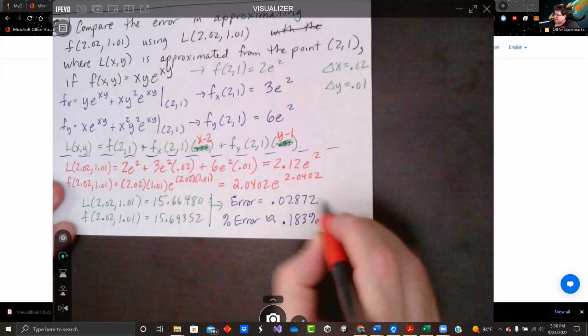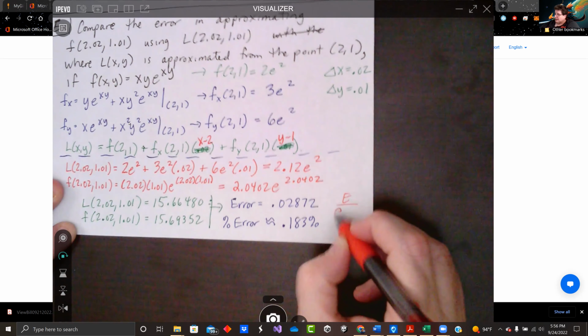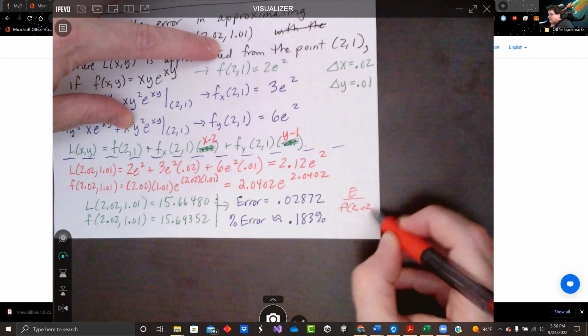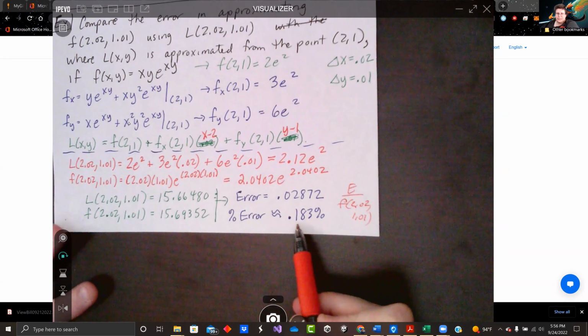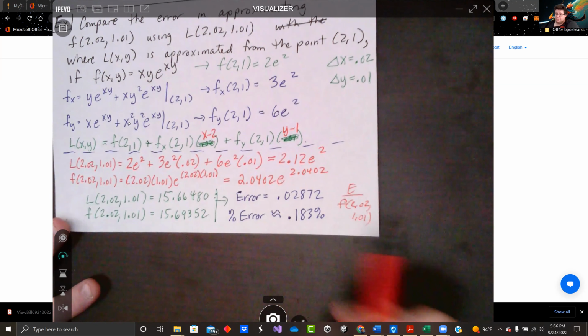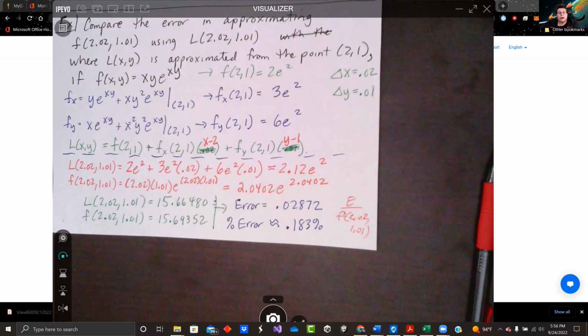And our percent error is E over f at 2.02, 1.01. So after making it a percentage, moving the decimal point twice, I got 0.183%. So it's not a big error. It's a pretty good linear approximation.